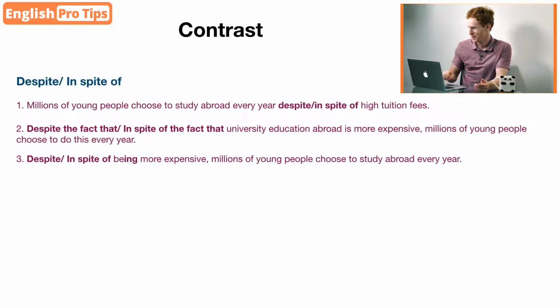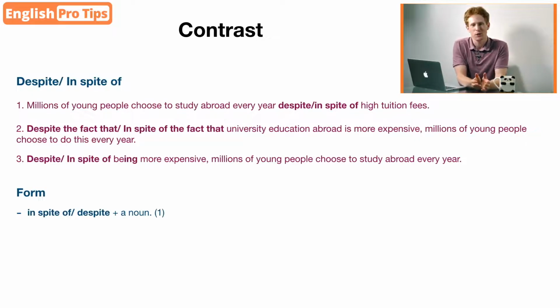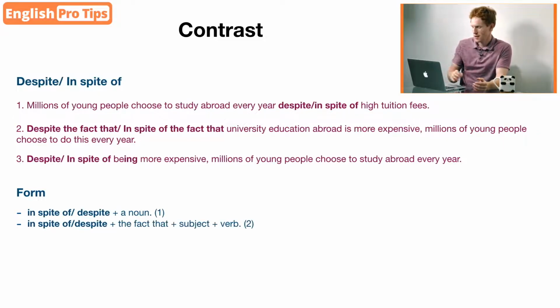Let's continue. So let's look at the form. In spite of or despite plus a noun. So that's what we see in sentence number 1. Millions of young people choose to study abroad every year despite high tuition fees, or in spite of high tuition fees. Second rule, in spite of, despite, and then the fact that means that we should have a subject and a verb, which is a clause, afterwards.